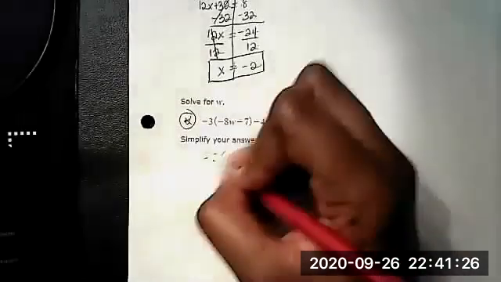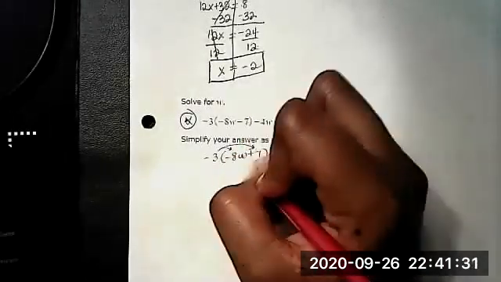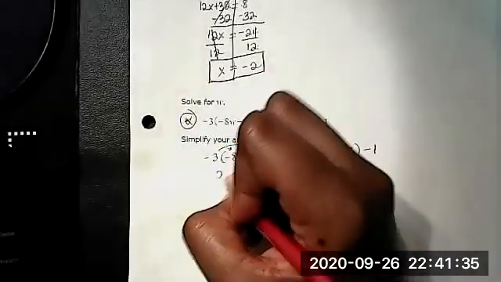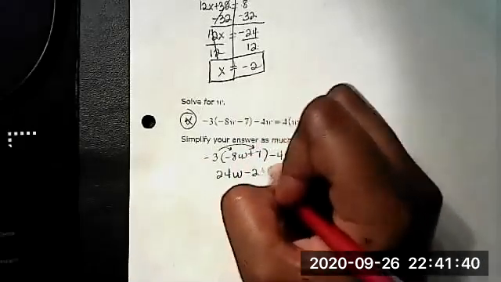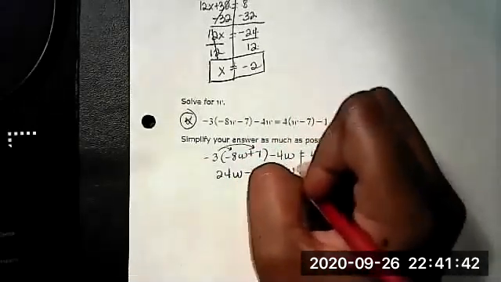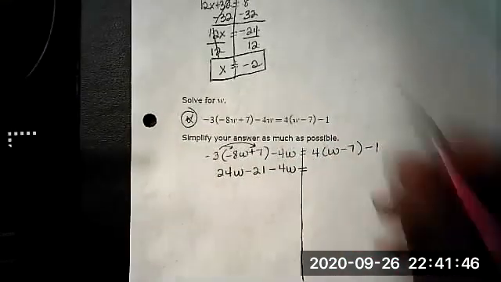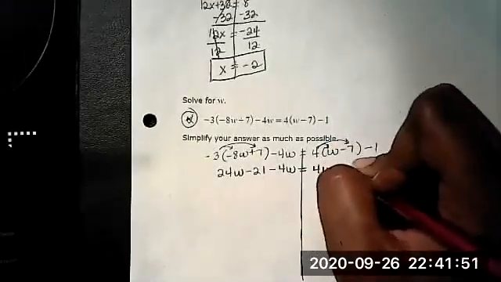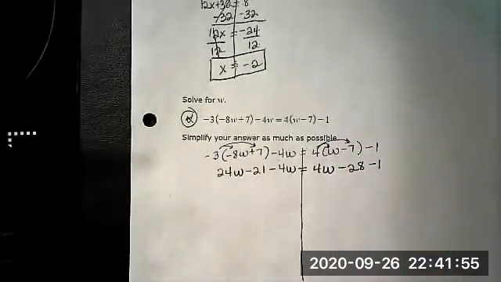All right, so first and foremost, let's distribute. We're going to distribute negative 3 to negative 8, negative 3 to 7. Negative 3 times negative 8 is positive 24W. Negative 3 times 7 is negative 21. I'm leaving that alone. Okay, I just brought that negative 4W straight down. Here, distribute 4W minus 4 times 7 is 28. Okay, I brought that minus 1 down.